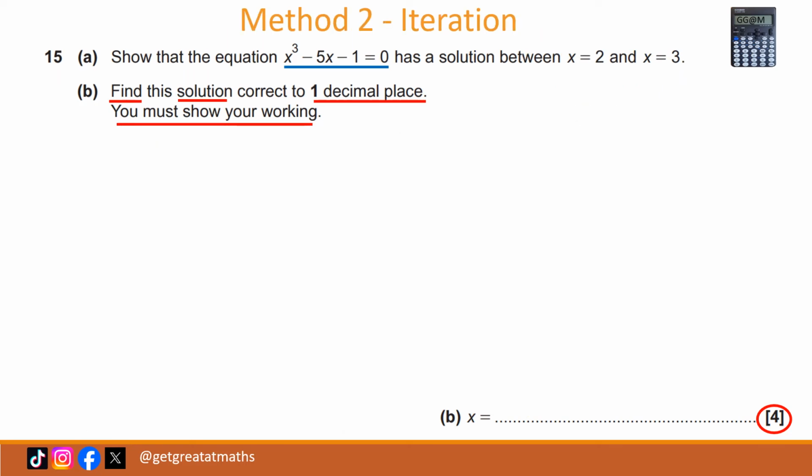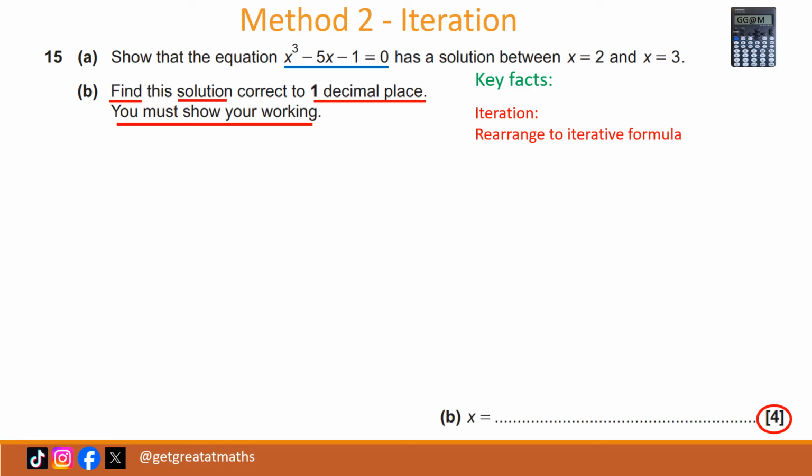Now method 2 is using iteration. Now iteration is a key method to make sure you know how to do on the exam, and it's likely to come up on paper 6. So I'm showing you both types of methods so you know how to do iteration as well as trial and improvement. In this question here I recommend the trial and improvement, but iteration is very, very powerful. It comes up at GCSE, it comes up at A level, and you need to make sure you know how to do iteration. The key facts for iteration are that you need to rearrange to find an iterative formula.